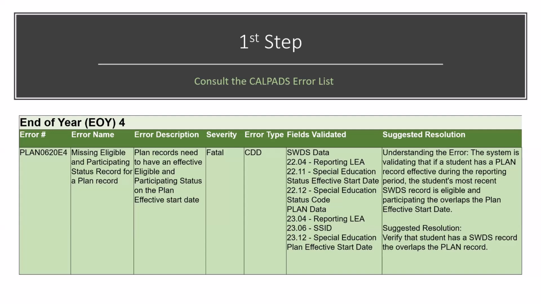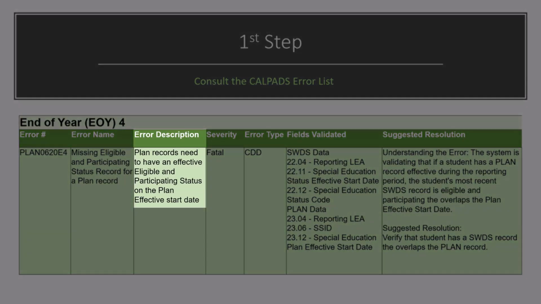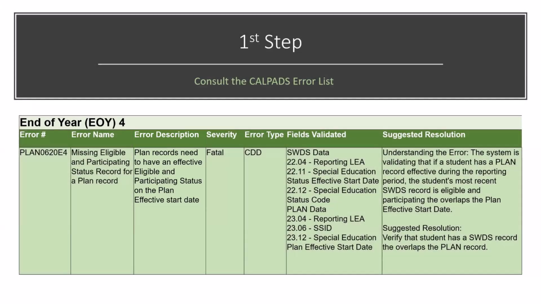And these two elements alone are for reference. They don't really help you identify the problem. And so that's why you always want to come here and consult the error list. So you begin to get real tangible information from the error description. And it reads, plan records need to have an effective, eligible, and participating status on the plan.